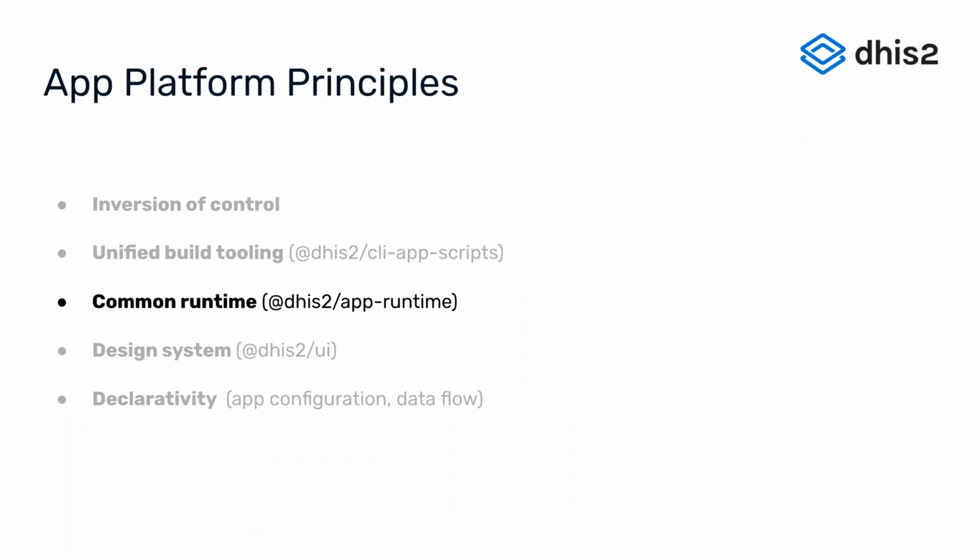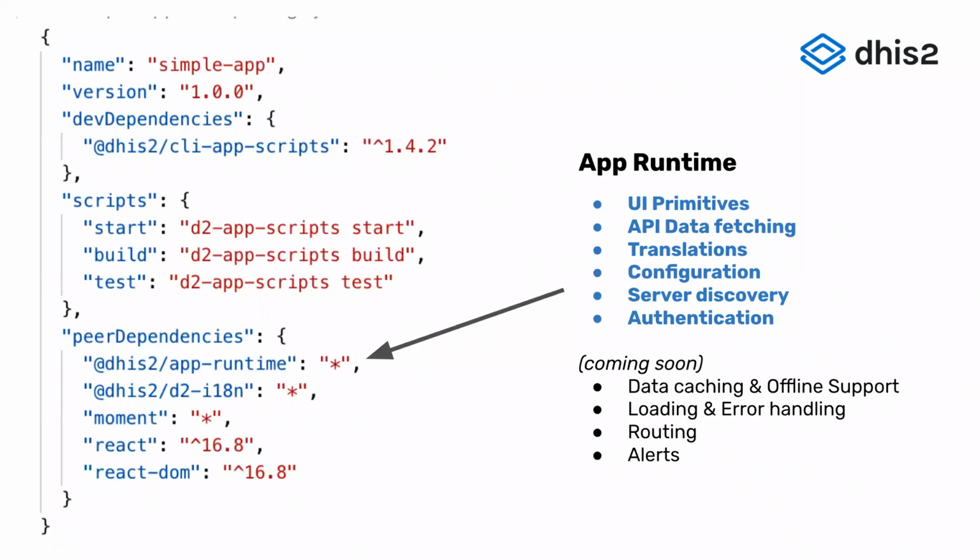So the third component of the application platform that we have is a common runtime. So this allows us to simplify the tooling for doing things at runtime when an application is actually running. We call it app-runtime. It's here. It has a number of different components within it. We have UI primitives, which I'll get into in a minute later.